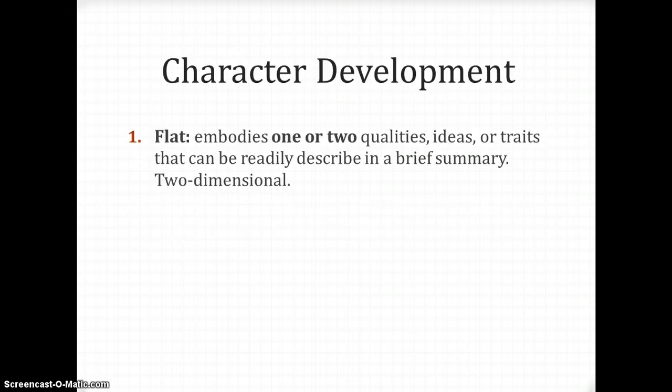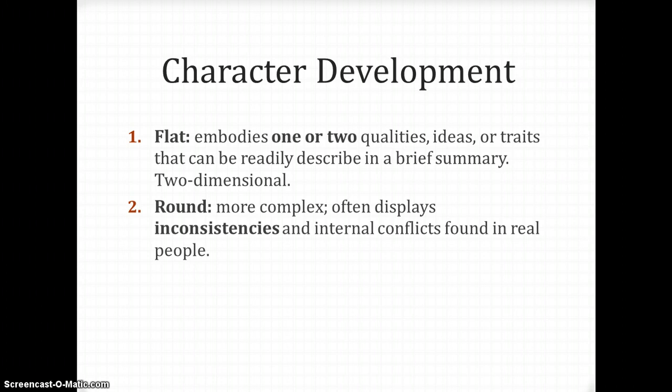Flat and round characters are the next two types of characters that focus on the development of characters throughout pieces of literature. Flat characters simply are two-dimensional. They only are given one or two qualities, ideas, or traits in the plot line, and we as readers don't know too much about them. We can describe them in a brief summary without too much difficulty.